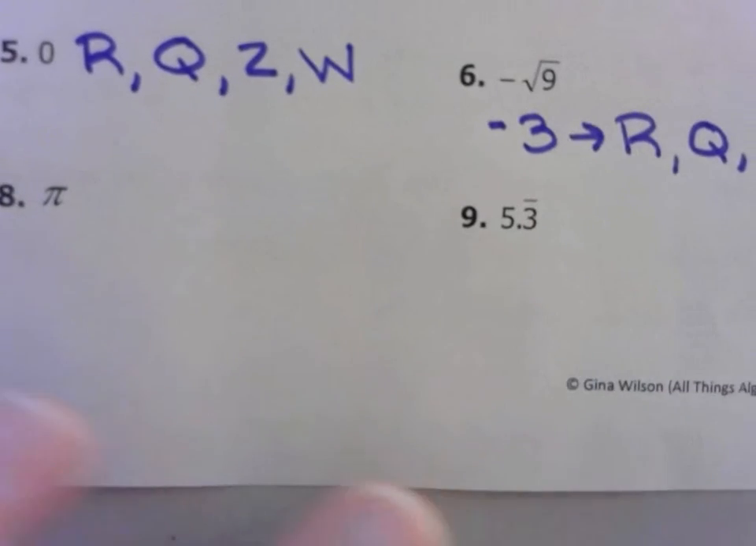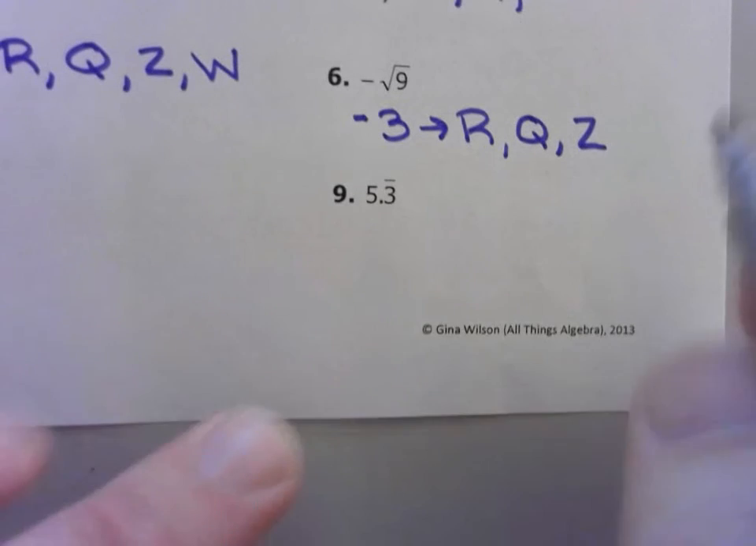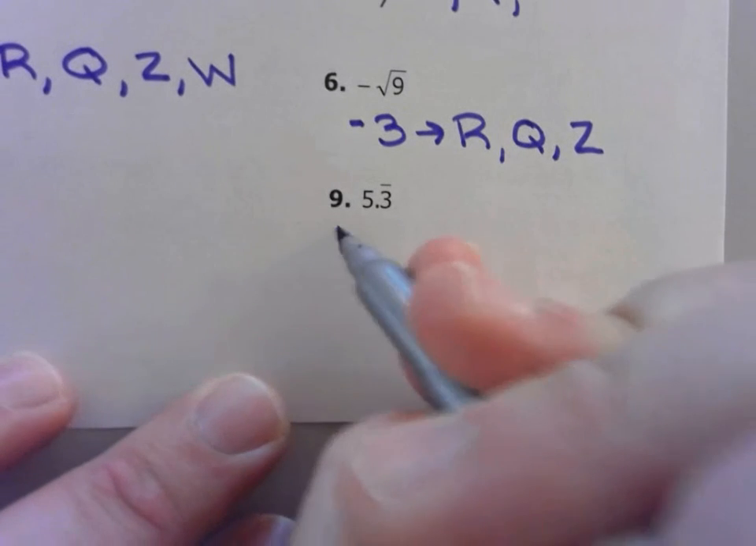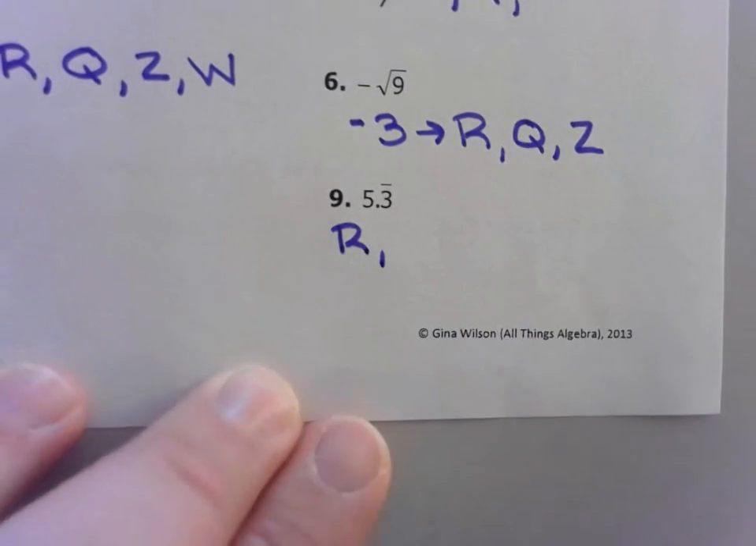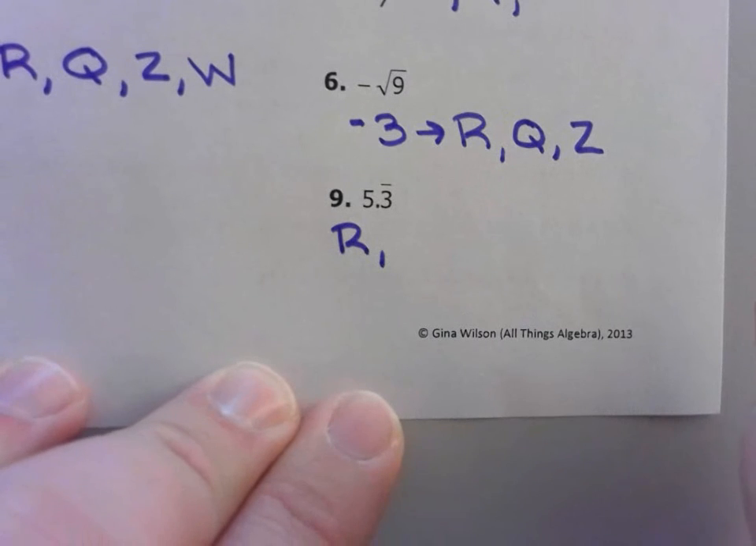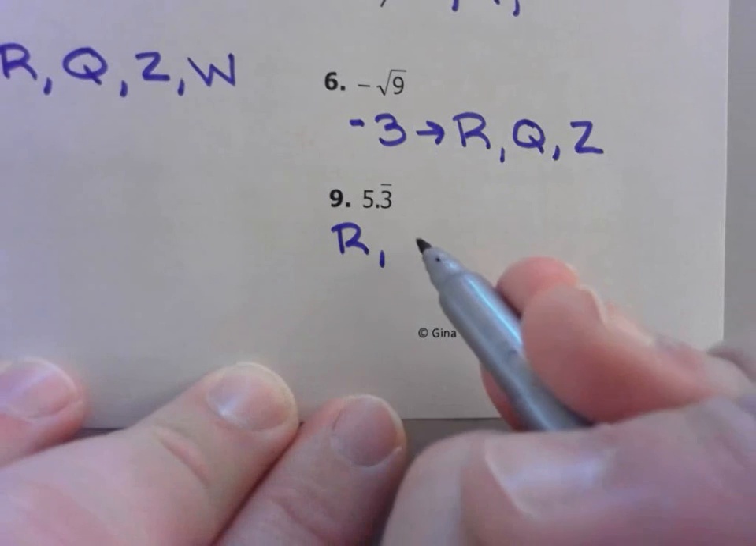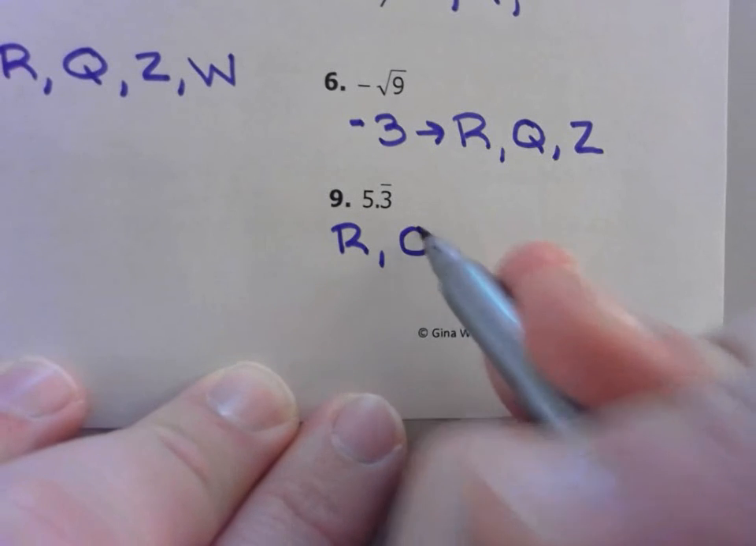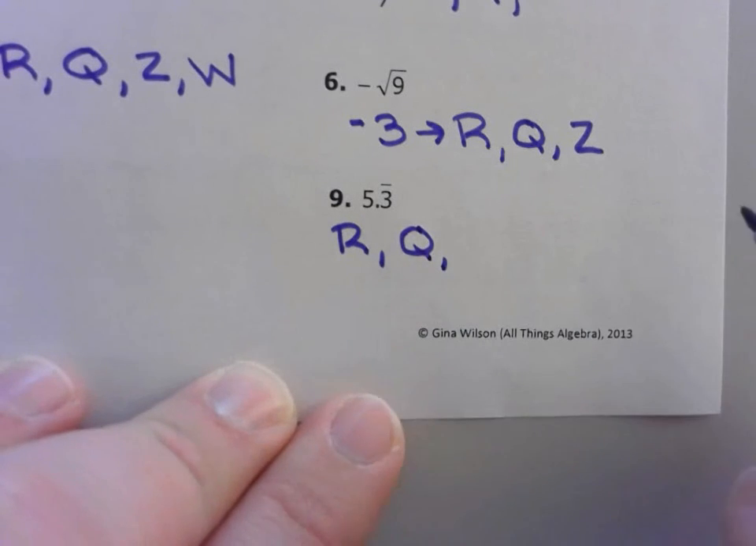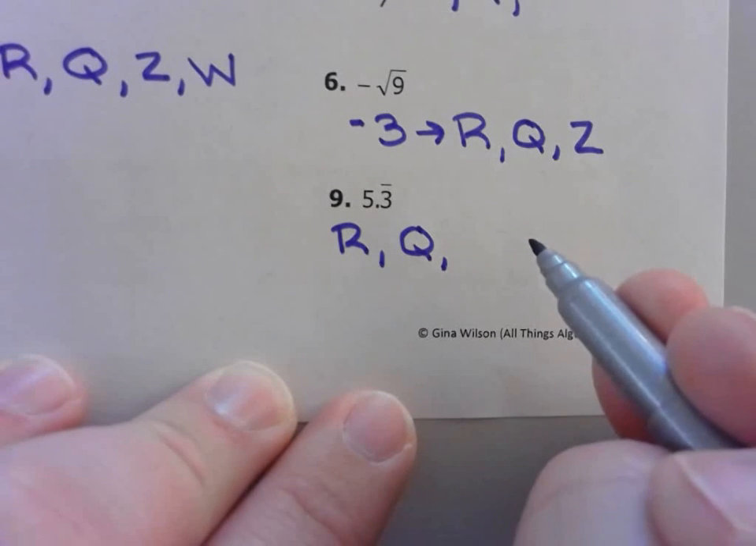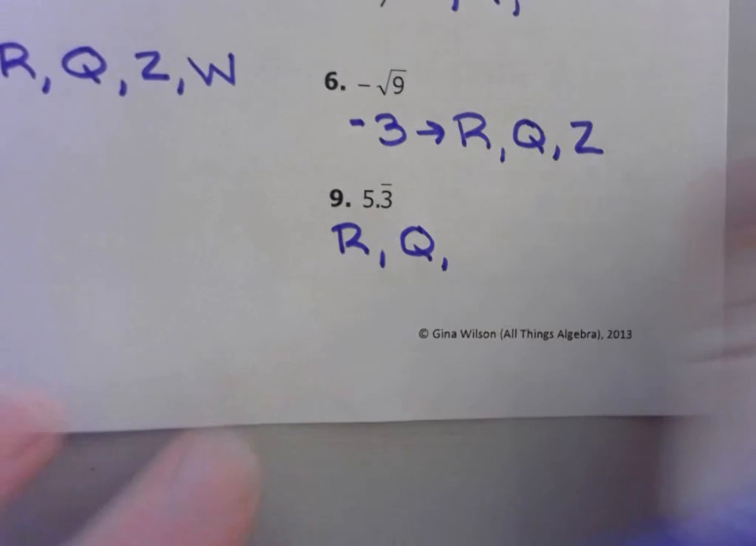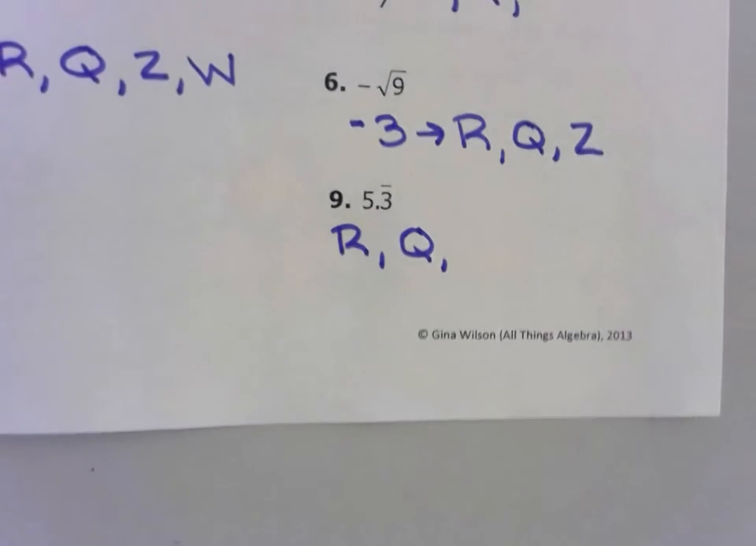5.3 repeating. Let's look at number 9 real quick. 5.3 repeating. I know it's real. Is it irrational or rational? Rational, because why? It has a pattern. 0.33333. It's repeating. Any repeating is rational. Is it an integer? No, because it has a decimal part. So it's just real, rational.